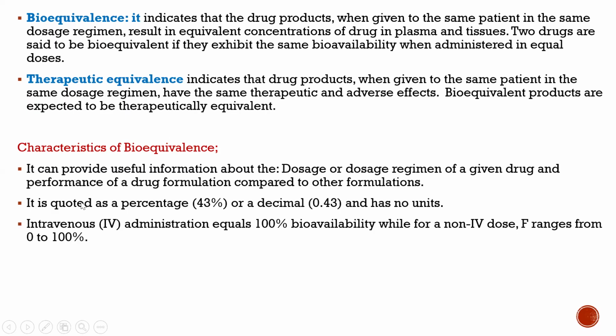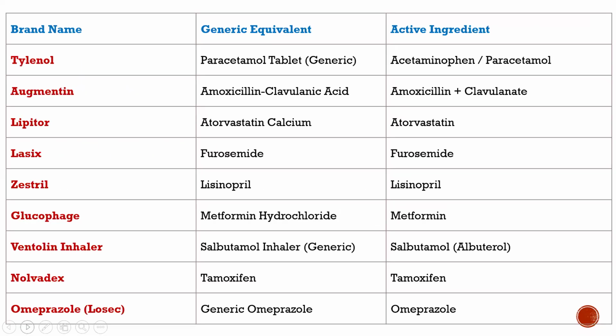Bioavailability is also quoted as a percent, majorly measured in percentage or in decimal, and it has no unit. Intravenous drugs are 100% bioavailable, while non-IV drugs are not 100%. It ranges from 0 to 100%.